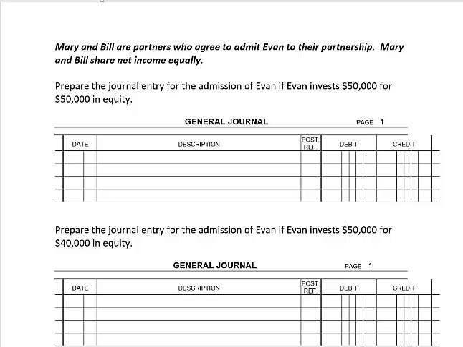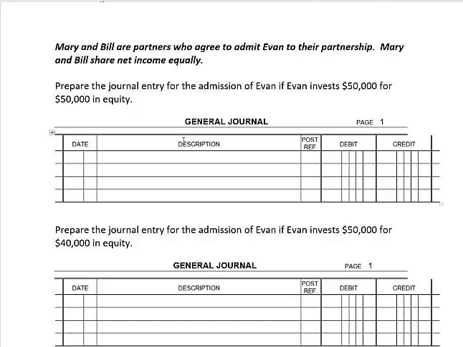In our first example, it says Bill and Mary are partners who agreed to admit Evan to their partnership. Mary and Bill share net income equally. Prepare the journal entry for the admission of Evan if Evan invests $50,000 for $50,000 in equity. So this is simply a case of an owner investing capital into a business.